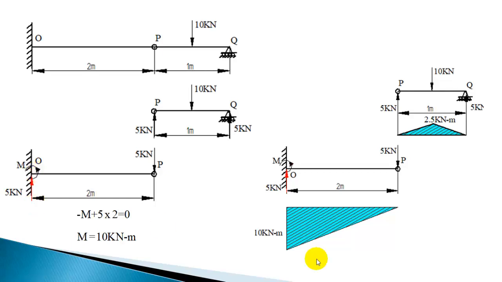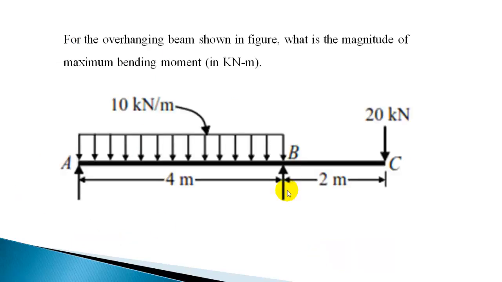Okay. Let us work out another question. For the overhanging beam shown in figure, what is the magnitude of maximum bending moment in kilonewton meter? So it's an overhanging beam with a UDL of intensity 10 kilonewton per meter and 20 kilonewton load at C.